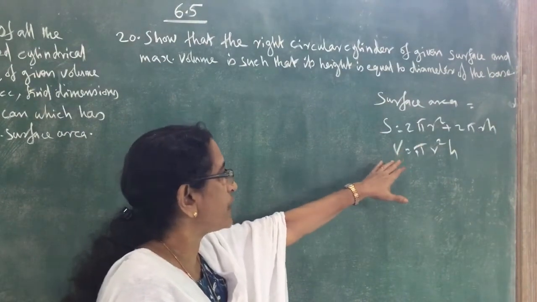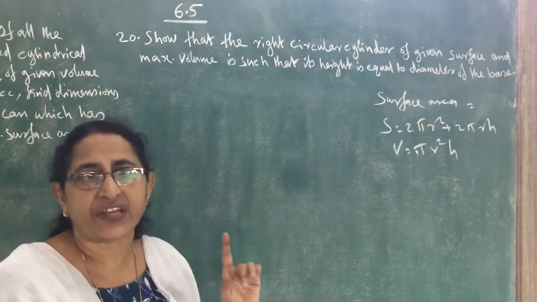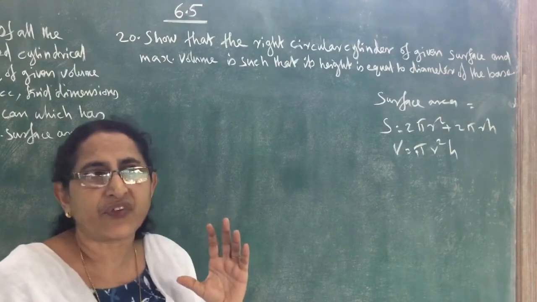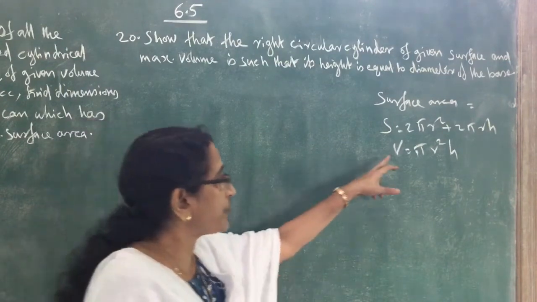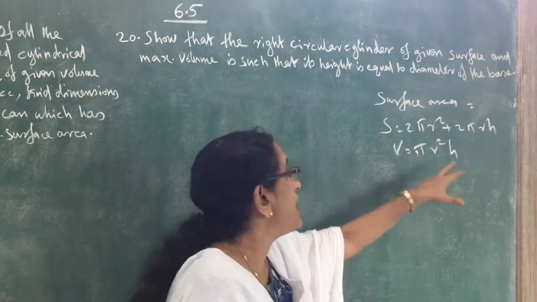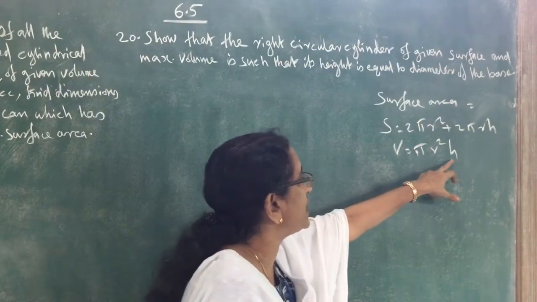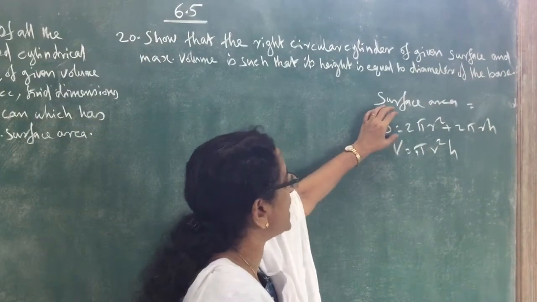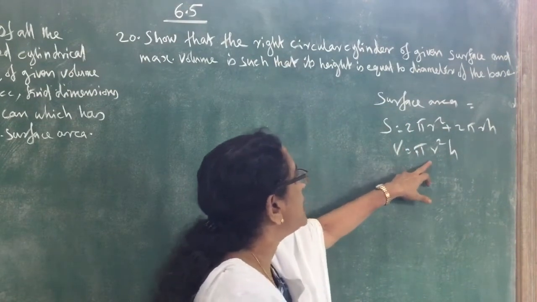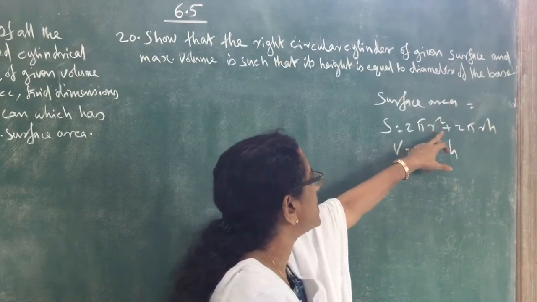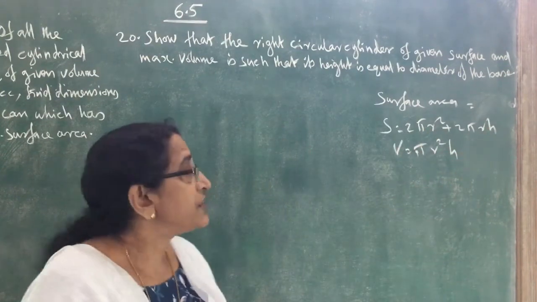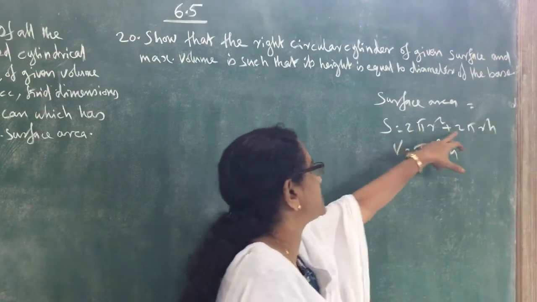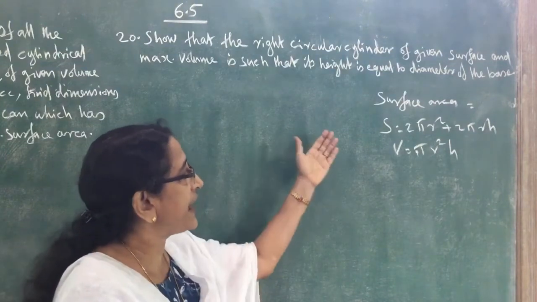So we want to write V as a function of only one variable. V equal to pi r square h, R and H are two variables. So we have to find when volume is maximum, so we have to write V as a function of only one variable. For that we can write any one variable in terms of S because S is constant. So we eliminate one variable. It is difficult to eliminate R, but we can find H from S because only in one term there is H. So it is easy to find H from this S, and substitute here.